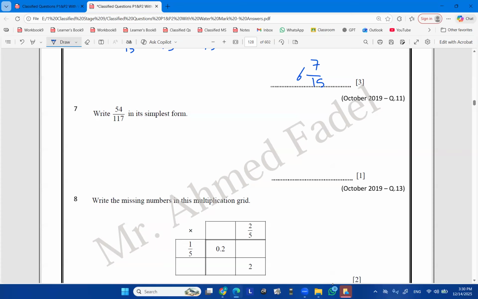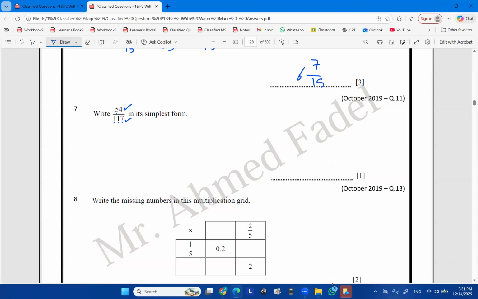But, mister, I can divide both of them by 3. How do you know? There is a trick that our teacher in year 6 and in year 7 taught us. What is that trick? Add the two digits up. 5 plus 4 is 9. Is 9 in table 3 or divisible by 3? Yes. So I can divide this by 3. 1 plus 1 is 2. 2 plus 7 is 9. Is 9 in table 3? Yes. Or is it divisible by 3? Yes. I can divide this also by 3. You can divide 54 by 3. You can divide 117 by 3.